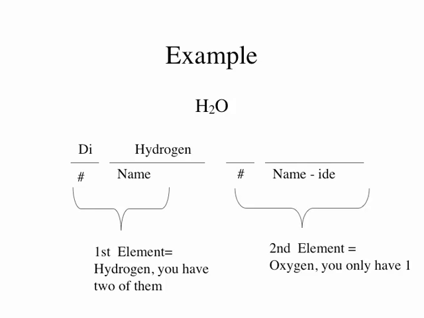The second element is oxygen, so we're going to put oxygen with the IDE ending, which will make oxide, and we only have one of them. Now, when we only have one of the second element, there is a prefix that we'll use, and that is the prefix mono. So the formal chemical name for water is dihydrogen monoxide. That means two hydrogens, one oxygen.